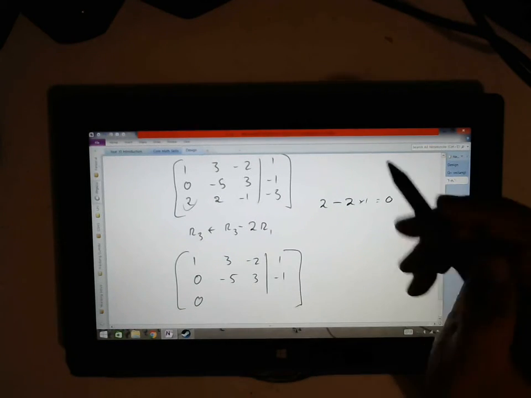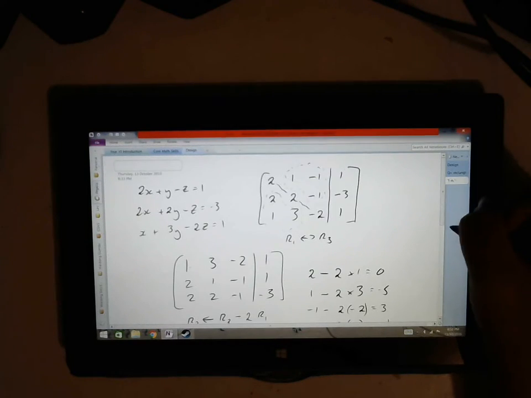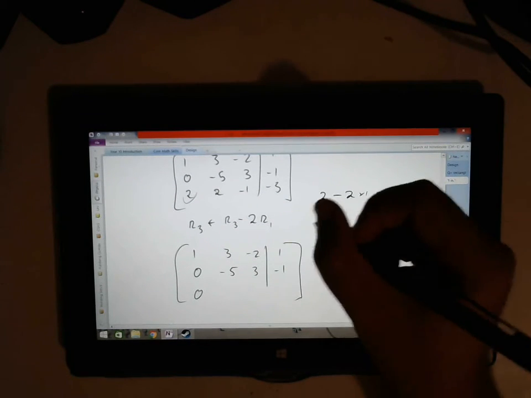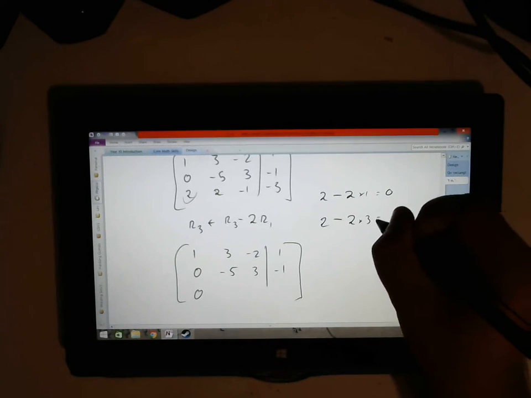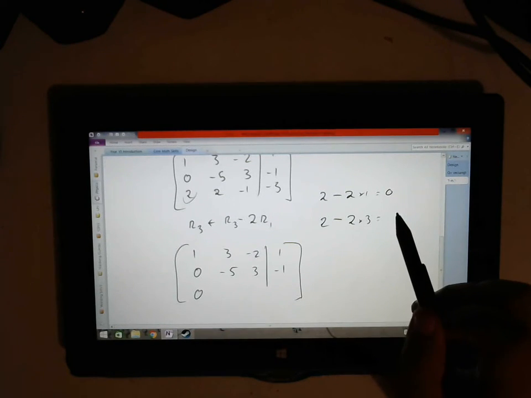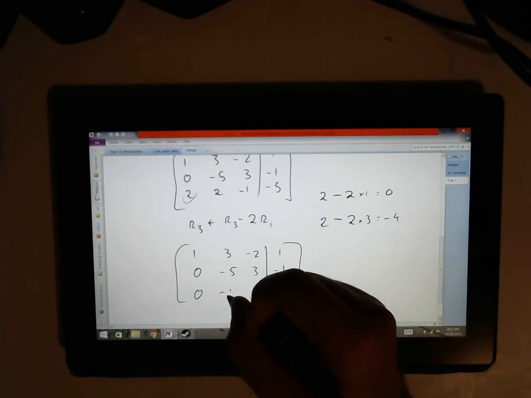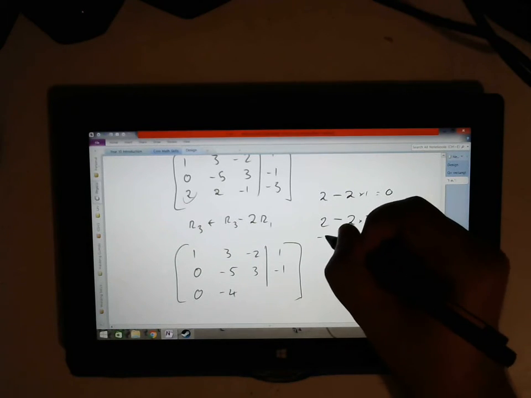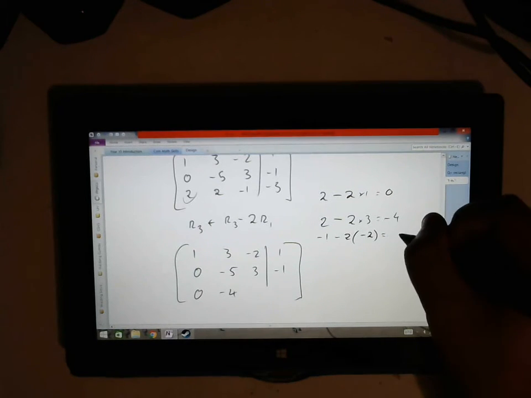Let's do our next one. So our number is 2. Apologies. 2 take away, and now we want 2 lots of R1, which is 3. So we've got a similar thing before. 2 times 3 is 6. So 2 take away 6 in this case will give us, well, negative 4. Okay. Let's do our next one. Minus 1. Take away 2 times minus 2. So that's going to give us positive 3.